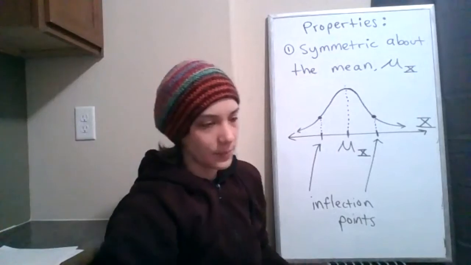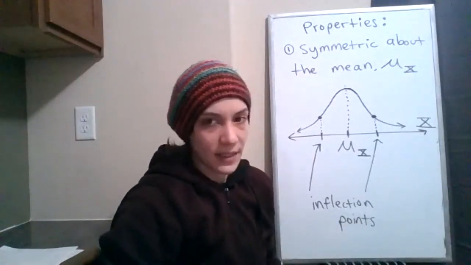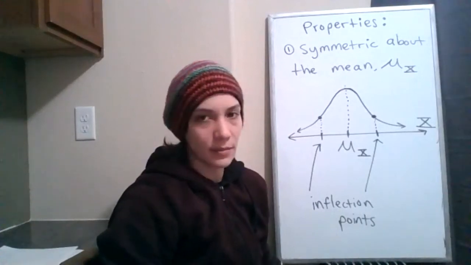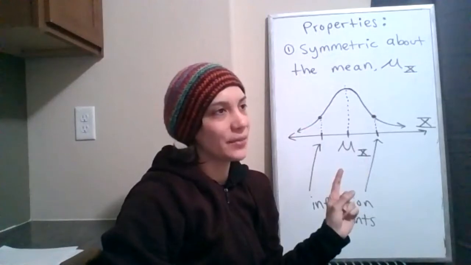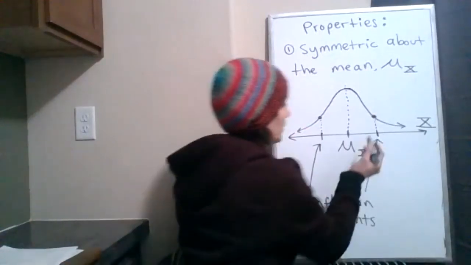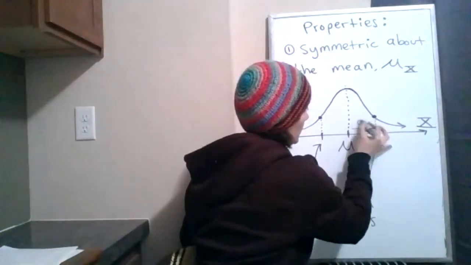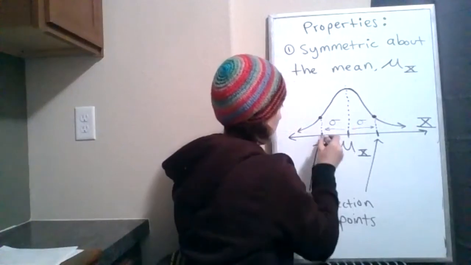The second one, inflection points are at mu minus 1 standard deviation and mu plus 1 standard deviation. So here you add 1 standard deviation, and here if you subtract 1 standard deviation, it's this point there.